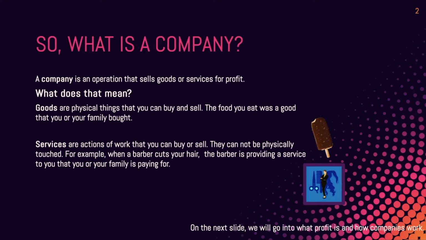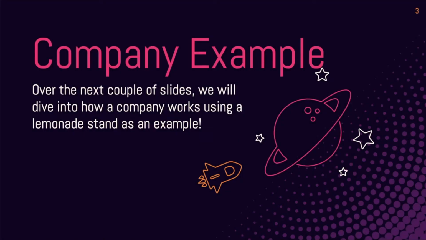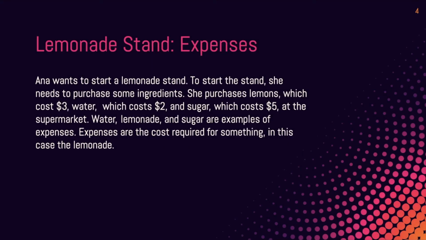Now that we have the basics of what a company does, we're going to go into an example of a company to see how they work. So over the next couple of slides, we will dive into how a company works using a lemonade stand as an example. Before we start, I would like to say company and business are synonyms, so you can use them basically interchangeably. One of the basic forms of a company is a lemonade stand.